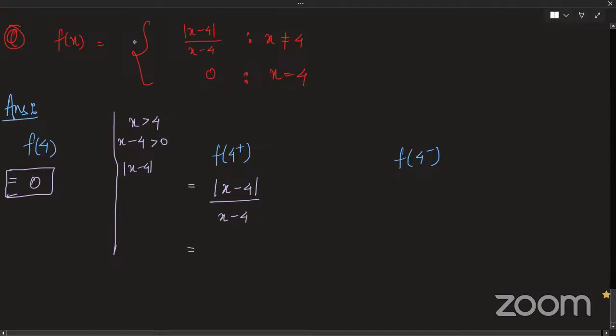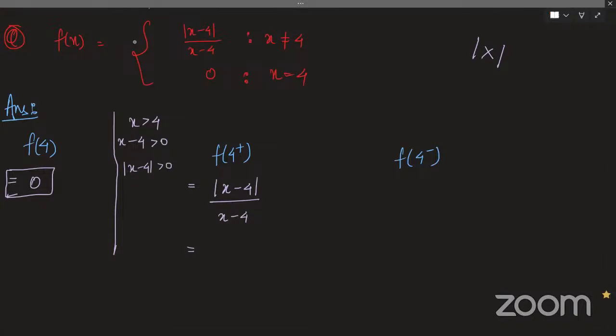Is my mod of x minus 4 greater than 0 or lesser than 0? Greater than 0, sir. Obviously, mod is never lesser than 0. The property of mod itself says that it is never lesser than 0. All of you know what is meant by mod. Magnitude, only positive.